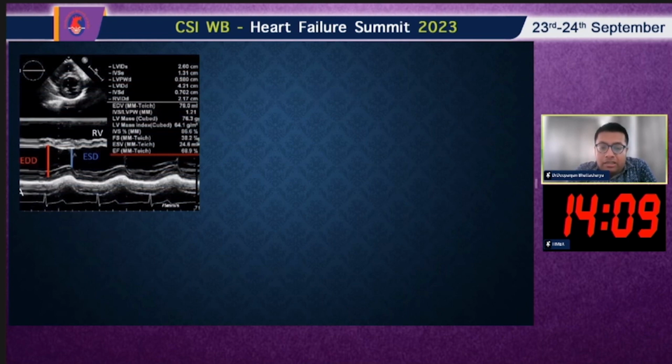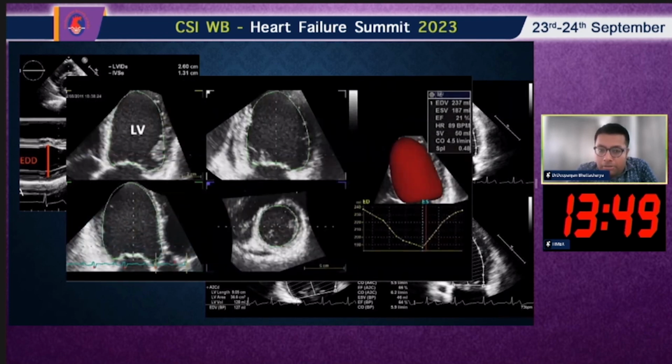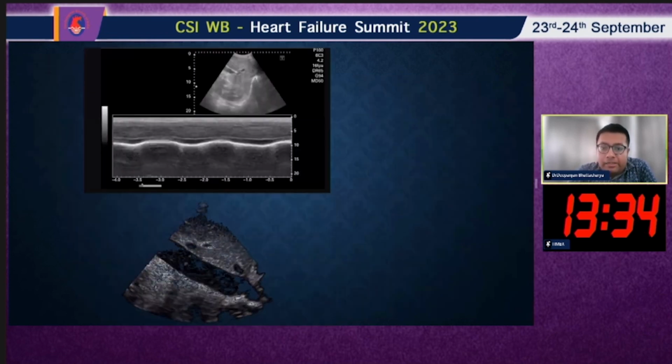Regarding the estimation of ejection fraction, this is the one which is most commonly used: the M mode, or Teichholz mode. Even more sensitive parameters are the biplane method and Simpson's method, where we consider the entire LV, both in systole and diastole. And now with the newer machines, we can estimate 3D EF, where we can get a 3D image of the LV, both in the apical four-chamber view and in the short axis views, and then we can get a 3D EF, similar to what is used in cardiac MRI.